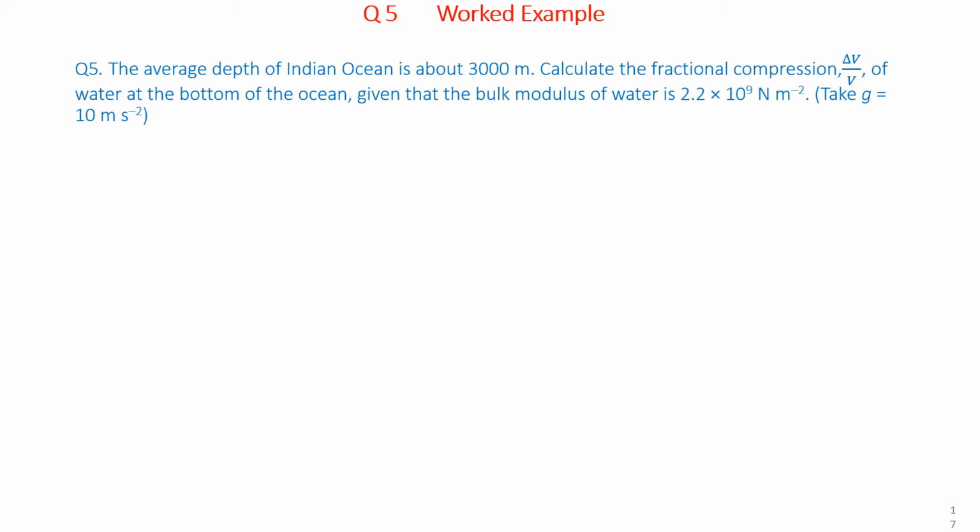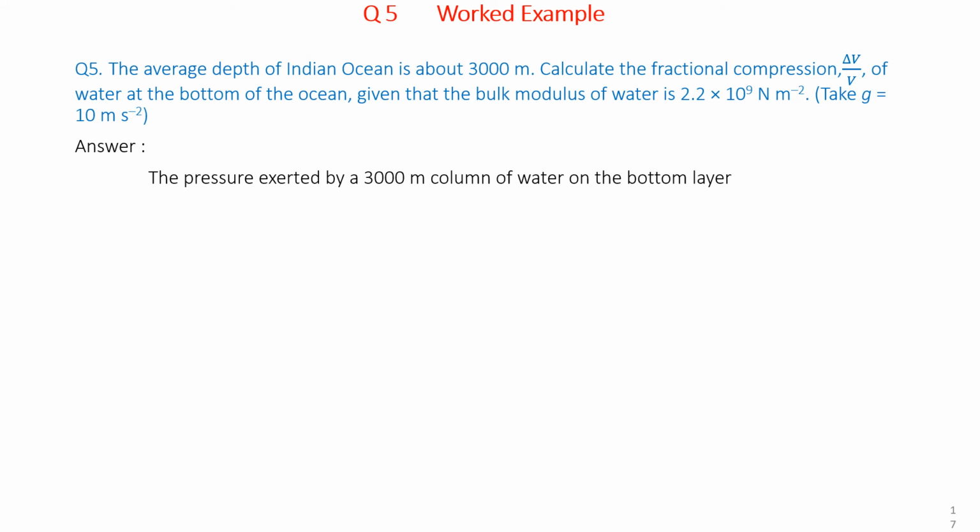Question number 5. The average depth of the Indian Ocean is about 3000 meters. Calculate the fractional compression, delta V by V, of water at the bottom of the ocean, given that bulk modulus of water is 2.2 into 10 to the power of 9 newtons per meter square. Take the value of g, that is acceleration due to gravity, as 10 meters per second square.